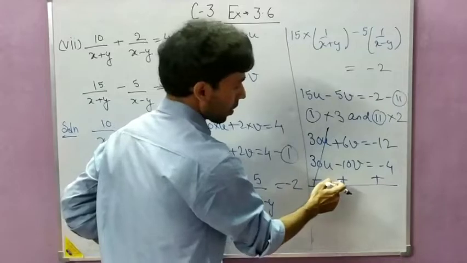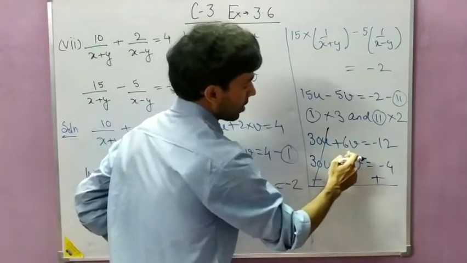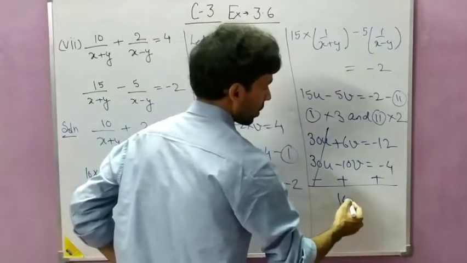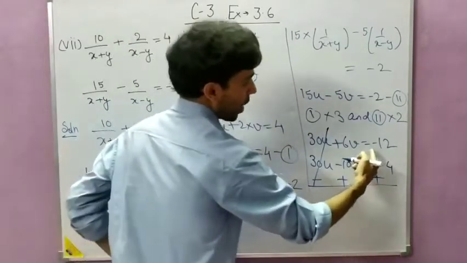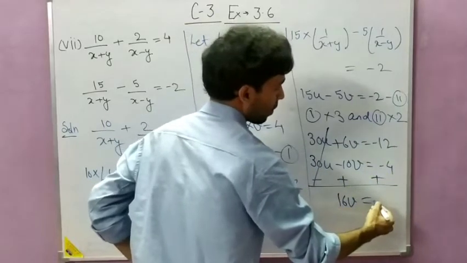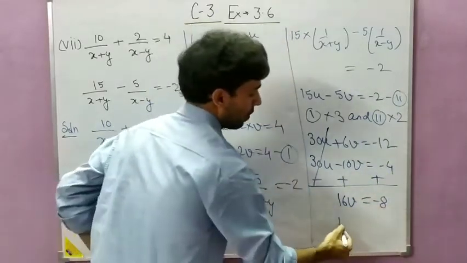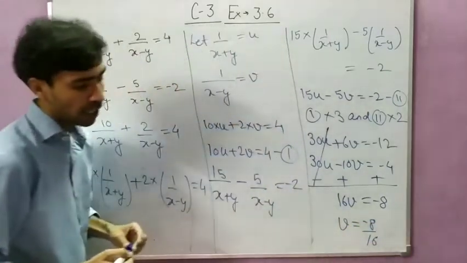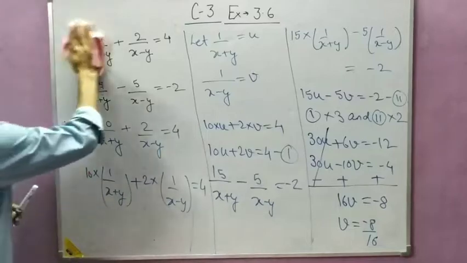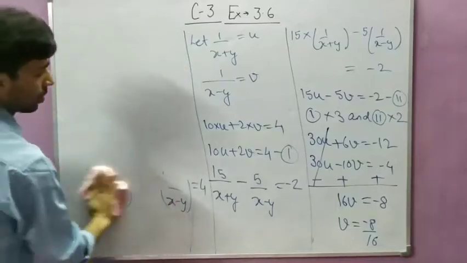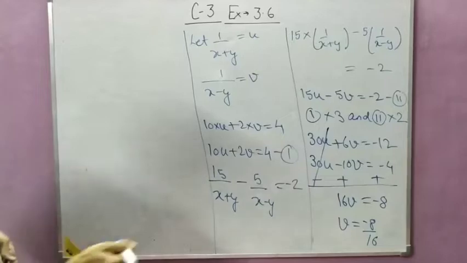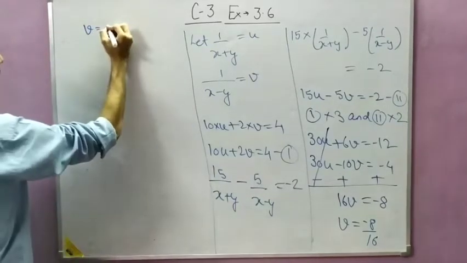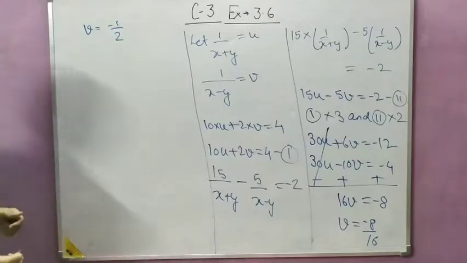Now, 6v and plus 10v will come 16v, and minus 12 and plus 4 will become minus 8. So v will come minus 8 upon 16. Now minus v equal to minus 8 upon 16 will become minus 1 by 2. So the value of v we got.